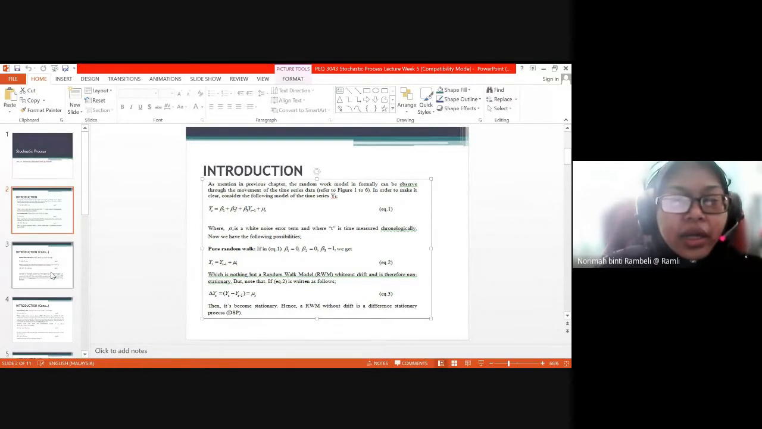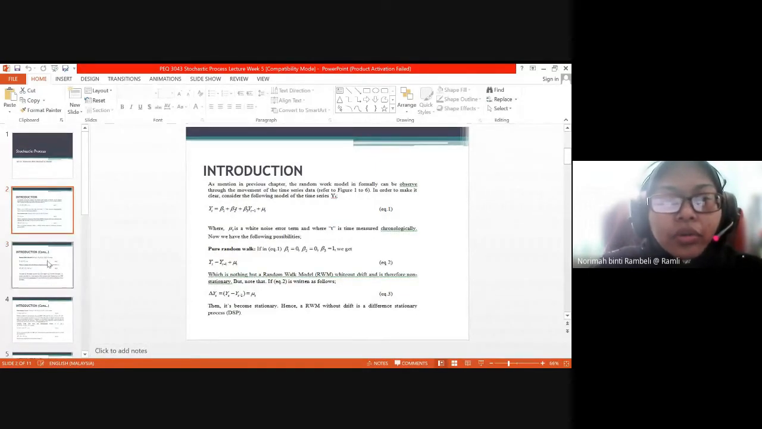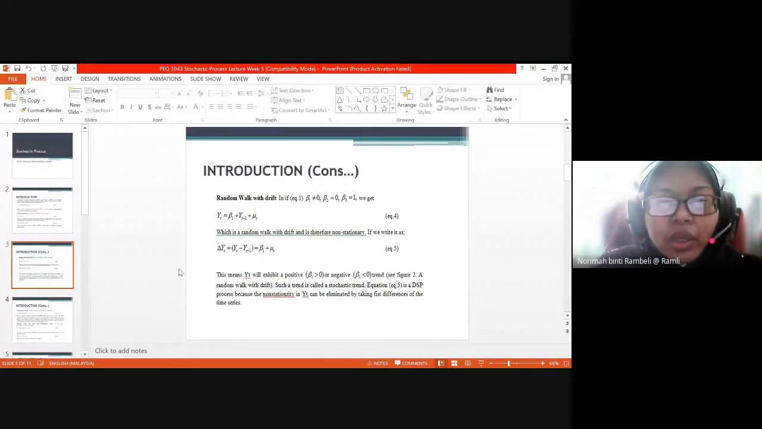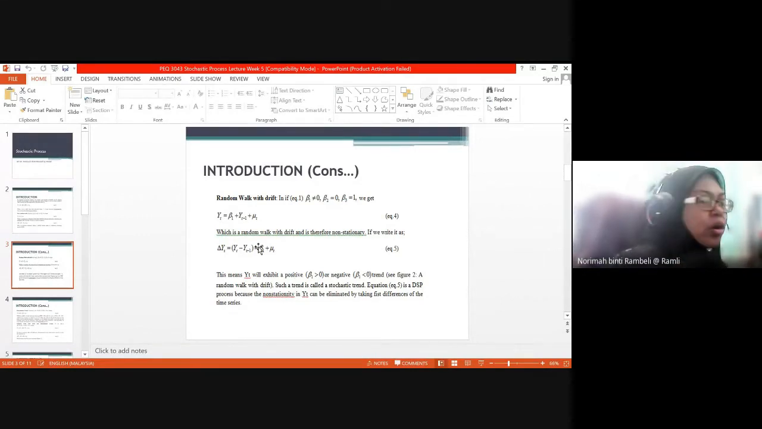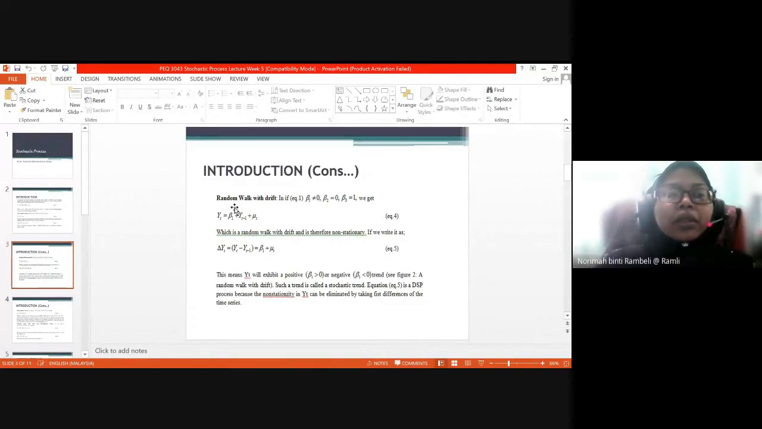Okay, next slide. After we talk about the pure random walk, now we talk about random walk with drift. What is the meaning of with drift? Drift here means constant, or pintasan constant. So, maybe in your final exam, I will ask you to give a macroeconomic example of a random walk with drift model. Meaning you have to write the random walk model with drift. With drift meaning you have to put the constant. Okay, remember you have to put the constant.